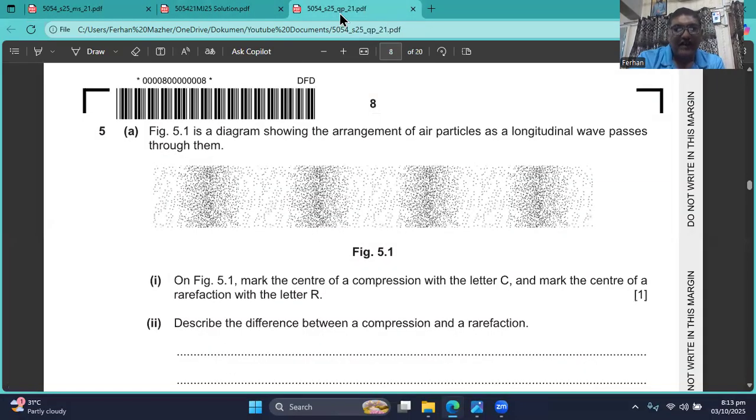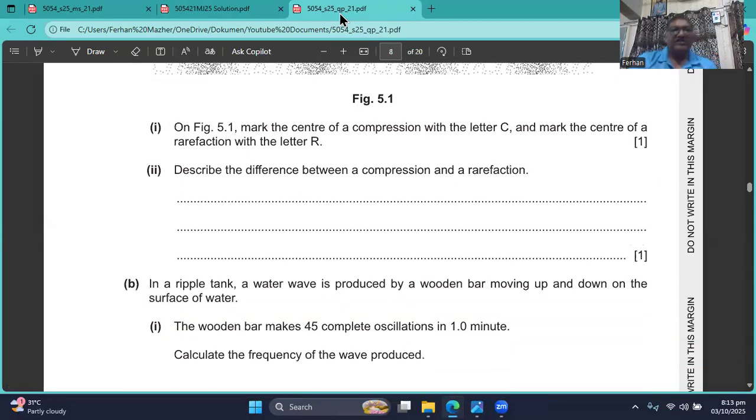The next question, number 5A part, its second portion: describe the difference between a compression and a rarefaction. In the compression, the air particles are very close to each other. In a rarefaction, the particles are relatively away from each other. In the compression, the density of the air becomes higher. In the rarefaction, the density of the air is lower. In the compression, the pressure is more than the normal pressure of the air. In the rarefaction, the pressure of the air becomes less than the normal pressure.